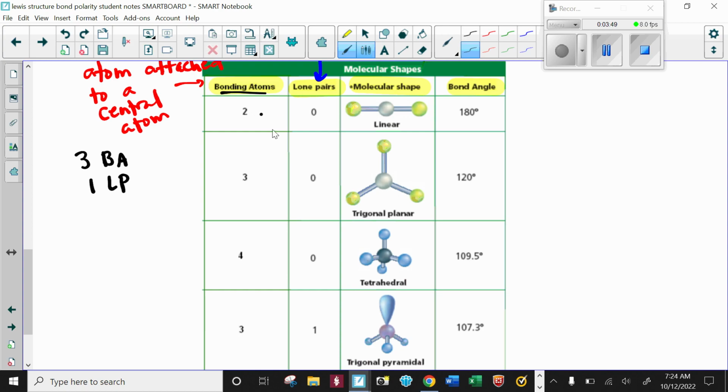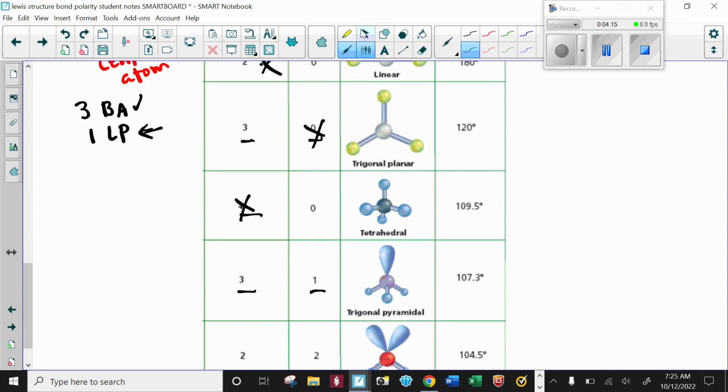So this would be 2 bonding atoms, that's out. Okay, here, notice we got 3 bonding atoms. But then notice for the lone pairs, it was 0. So that means this one's out because we have 1 lone pair. So we keep trucking. 4 bonding atoms, no, we have 3. All right, here's another one with 3 bonding atoms. We're looking for 1 lone pair. We have 1 lone pair. So notice what we have here is a shape that we call trigonal pyramidal. Sometimes you'll also hear it called trigonal pyramidal, whichever you want to say.